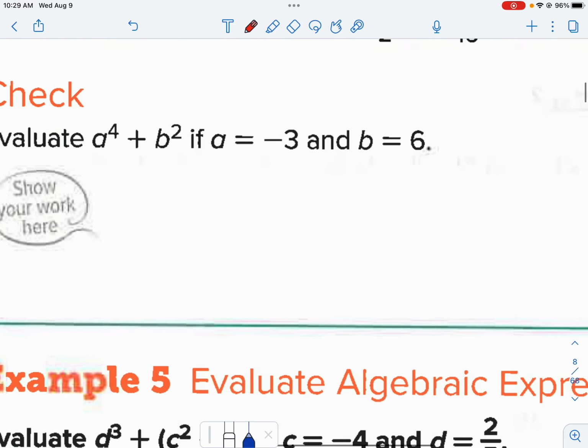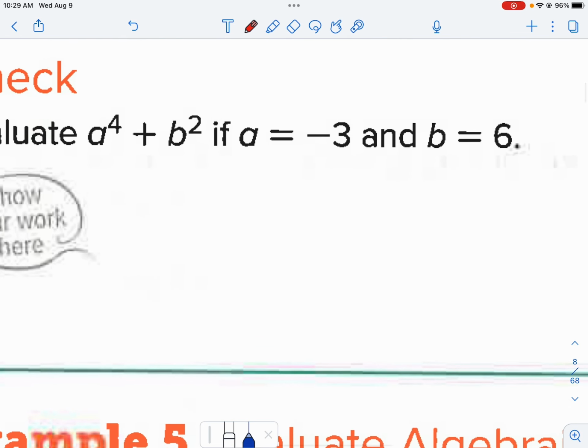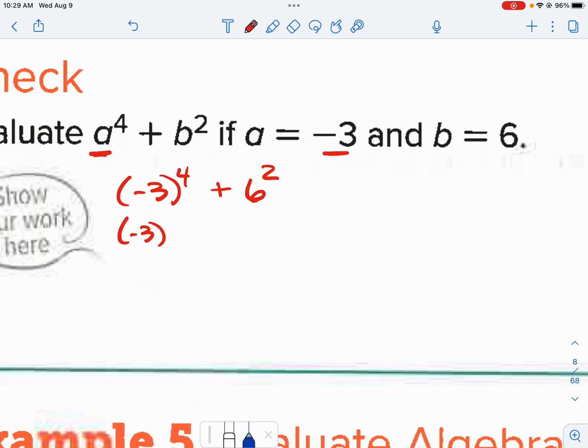Okay, so let's do this one down here. It says that A is going to be negative 3, so I'm going to replace A with negative 3. It says that B is going to be 6, so I'm going to do 6 squared. So I have negative 3 times negative 3 times negative 3 times negative 3 plus 6 times 6.